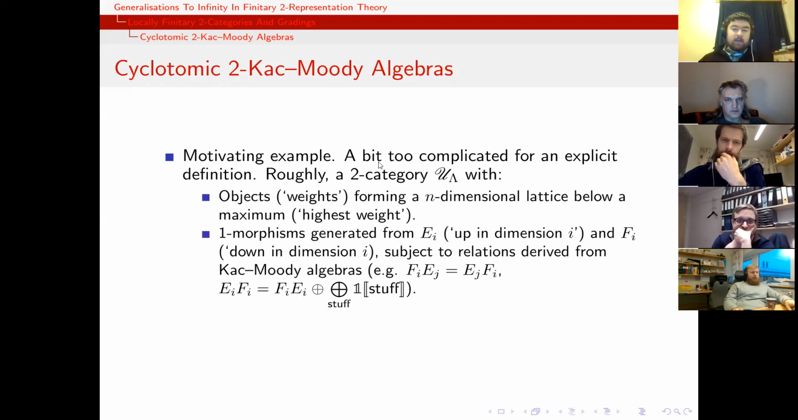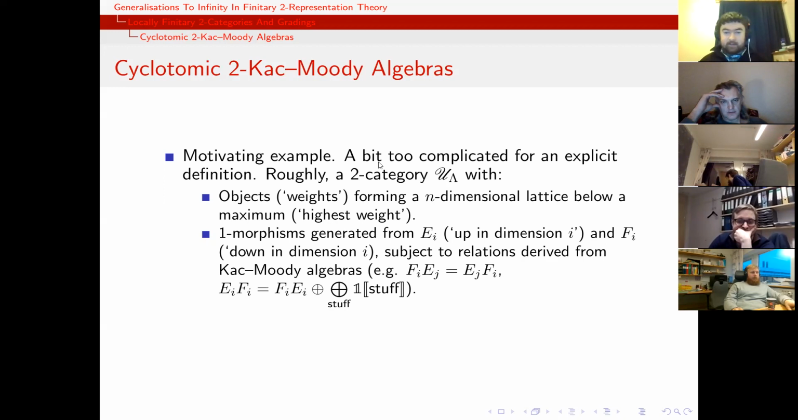Then the 1-morphisms are generated from E_i, which in some sense means going up in dimension i between two objects or two weights, and the F_i, which are down in dimension i, again between two objects, subject to relations that we derive from Kac-Moody algebras, hence calling these 2-Kac-Moody. So, for example, for i not equal to j, F_i E_j is E_j F_i, and when they are equal, E_i F_i is equal to F_i E_i with a direct sum of shifts of the identity 1-morphism.